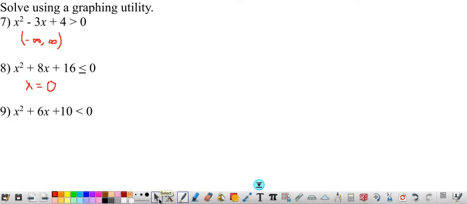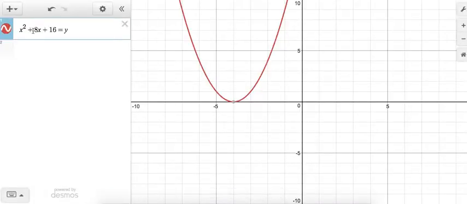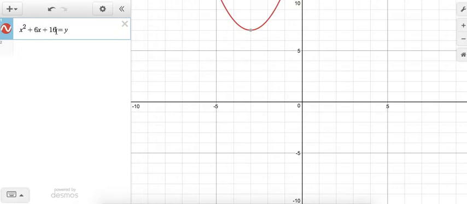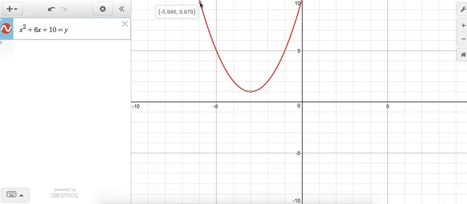If we look at x squared plus 6x plus 10, we want that to be less than 0. X squared plus 6x plus 10. And where is this less than 0? And so we can see how, again, my y values are always positive. Positive everywhere here. And so where was it going to be less than 0? Well, that didn't happen. My y values never got less than 0.